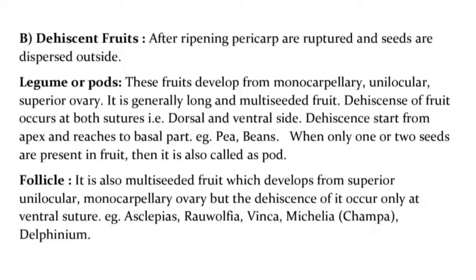Follicle. It is also a multi-seeded fruit which develops from a superior unilocular, monocarpellary ovary, but dehiscence occurs only at the ventral suture, e.g. Asclepias, Rauwolfia, Vinca, Michelia, Champa, Delphinium.